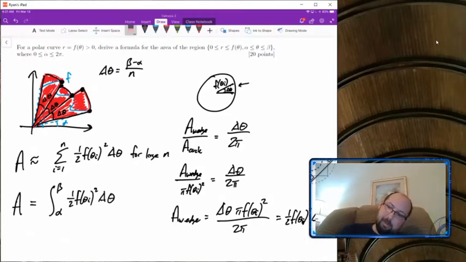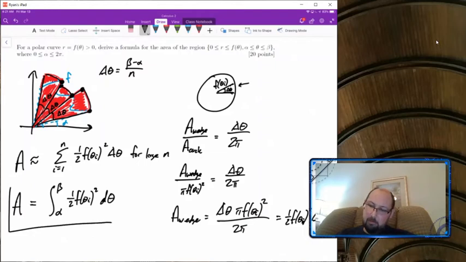And instead of delta theta, we'll say d theta, which when we're running to infinity, that delta theta gets tiny and tinier and tinier. So d theta is an expression of that arbitrarily small value. But in any case, this is our answer. This is the formula for the area under a polar curve.